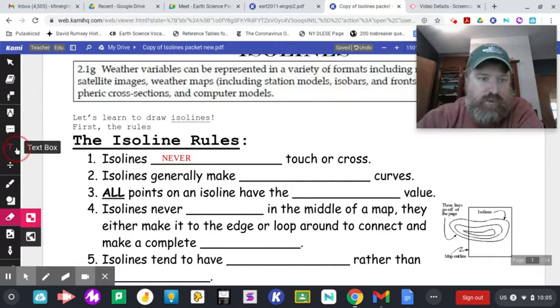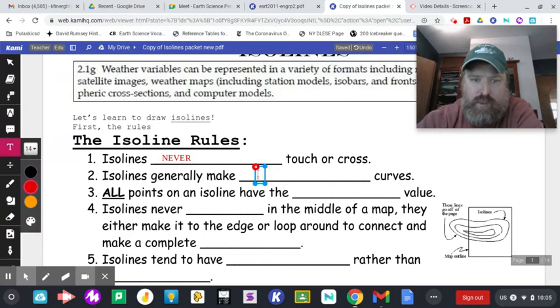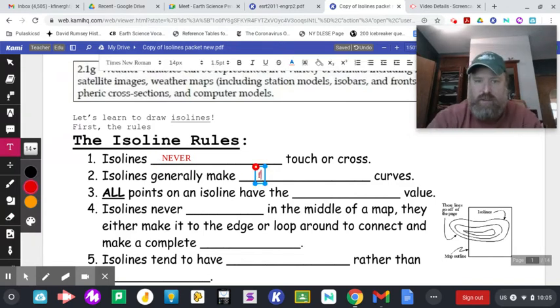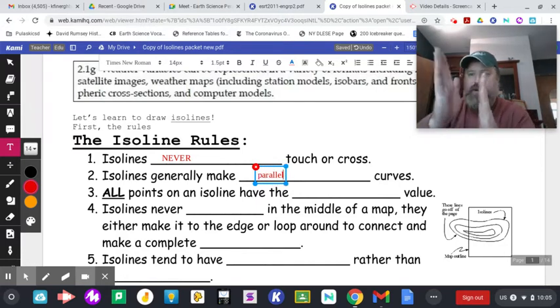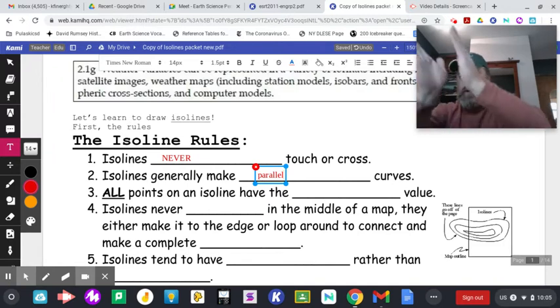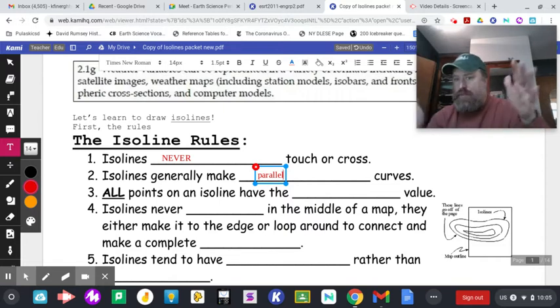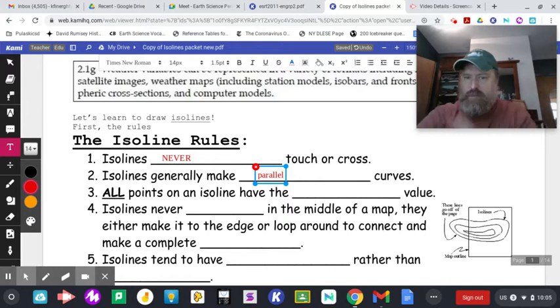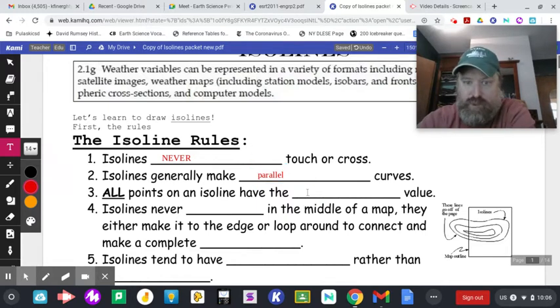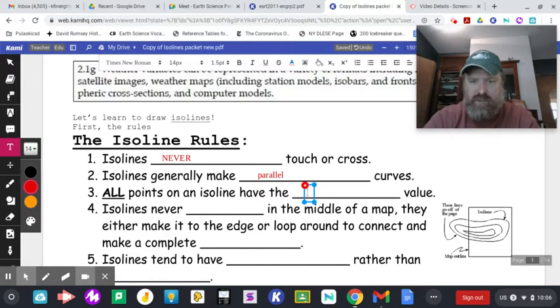Next, rule number 2. Isolines generally make parallel curves. As they're going, they tend to go in parallel directions. Exactly, perfectly, mathematically parallel? No. They'll flow and sometimes get closer, sometimes get further. We've got to figure out what that indicates. But generally, a parallel flow between them. Rule 3 is pretty much what the definition of an isoline is: all points on an isoline have the same value.